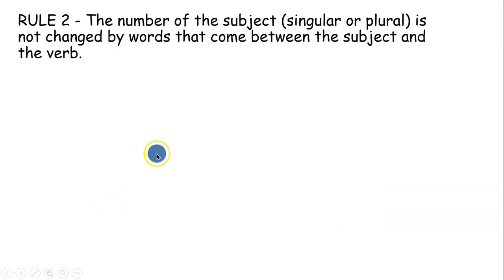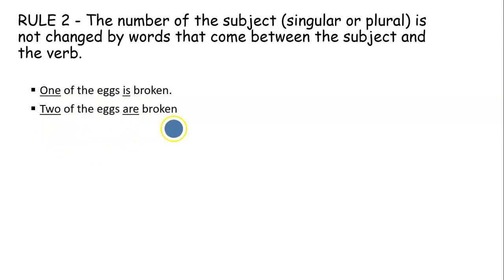Now there is a rule 2 which I would like to cover along with rule 1, that the number of the subject, singular or plural, is not changed by words that come between the subject and the verb. Now let's understand this. One of the eggs is broken, right? One is the subject. Now is it singular or plural? Singular. Is is a verb. Is it singular or plural? It is singular. So singular subject has taken a singular verb, and of the eggs are the words in between the subject and the verb.